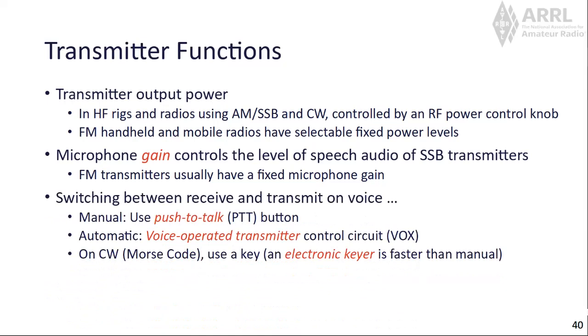Switching between receive and transmit on voice: manually, we use the push-to-talk button. It's either on the side of the mic or the radio. There is an automatic feature called voice operated transmit, which you'll see on your radio as VOX. We say VOX. Then on CW, you use a key or an electronic keyer, which is faster than manual. It generates the dots and dashes, and you tell it which one.